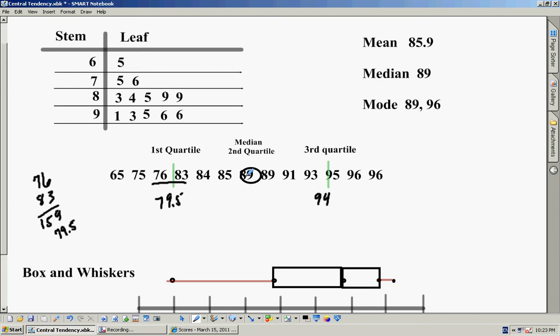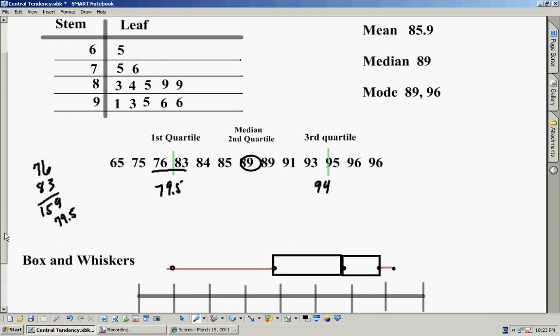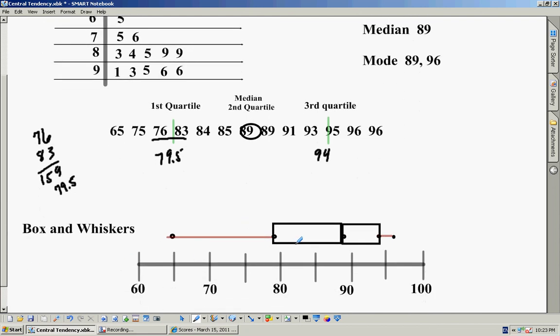Your median, or your second quartile, is 89. Your third quartile is 94. And let's see here, scroll on down, look at your box and whiskers real quick. Your box and whiskers should look something like this right here. Notice your first number is at 65. Your last number is at 96. And then you've got 94, 89, and 79.5 with your boxes there. Does that match?